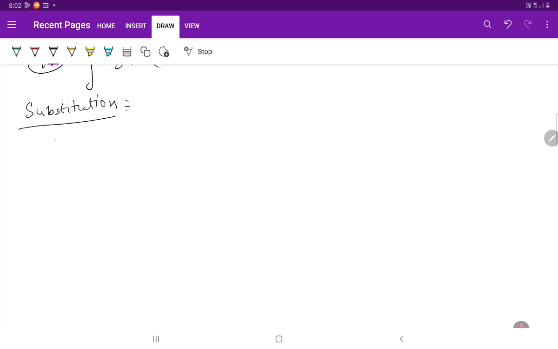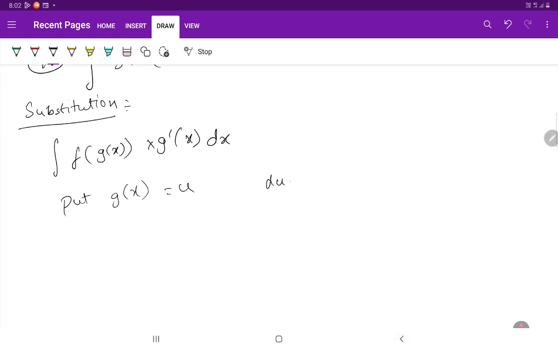Substitution. Suppose you have a function to integrate like f of g of x into g dash x into dx. How can you put this function in a proper way so that you can integrate it very easily? Do one thing: put g x to be u, and g dash x is basically the differentiation of g x with respect to x. Then you can say du is d by dx of g x into dx, and d by dx of g x can be written as g dash x dx.